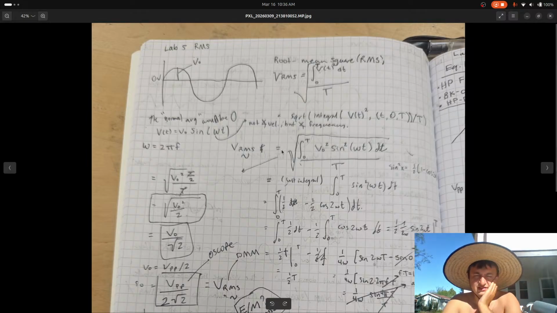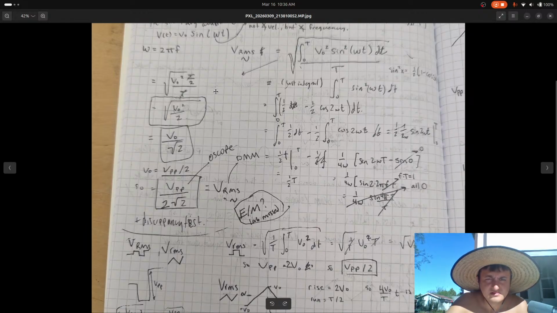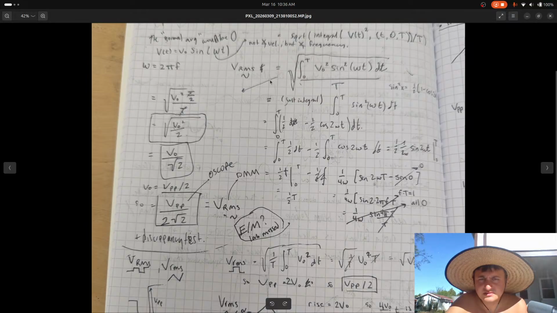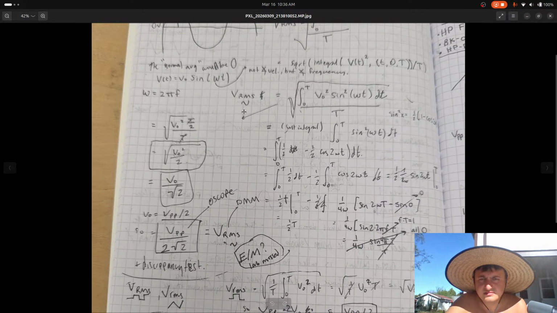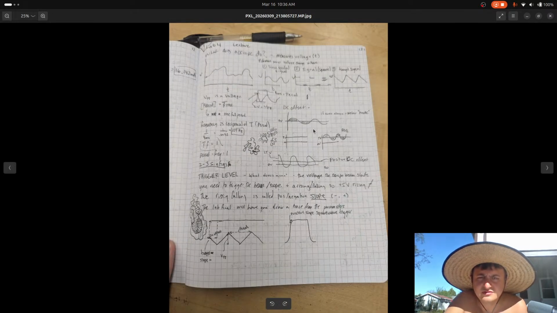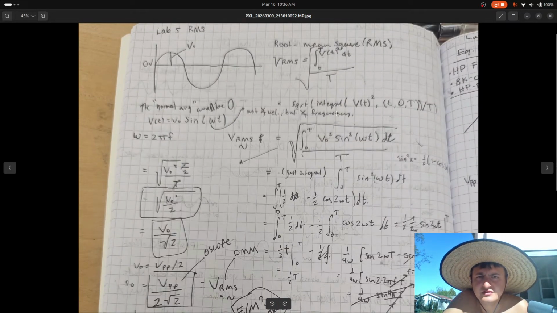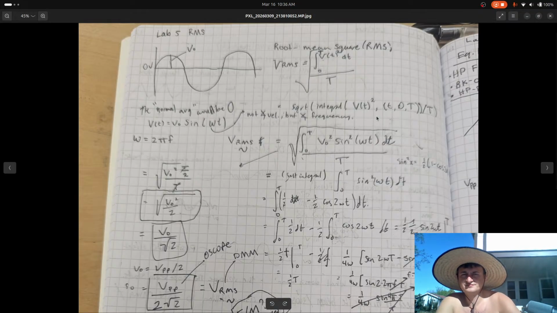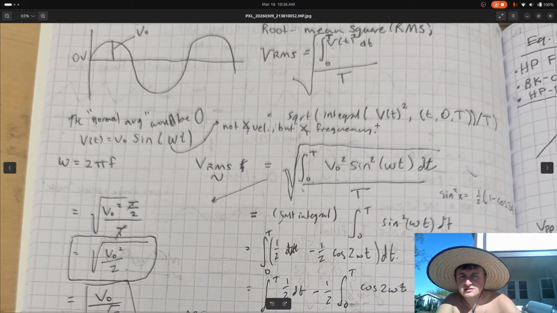Here's the thing that probably is going to be the hardest: the root mean squared stuff. Was root mean squared on the back, or was this it? VRMS is equal to the integral from 0 to big T of V of t squared dt over T, and then all square rooted. Okay, wait. I think that this is... Oh, yeah. Okay, that's right.